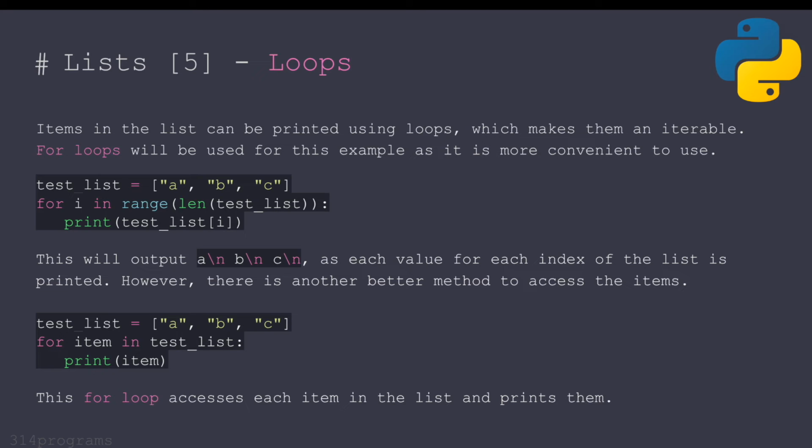However, there is another better method to access the items. The second for loop iterates through each item in the list and prints them out. This code is shorter and easier to write. Both of them print A new line, B new line, and C new line.